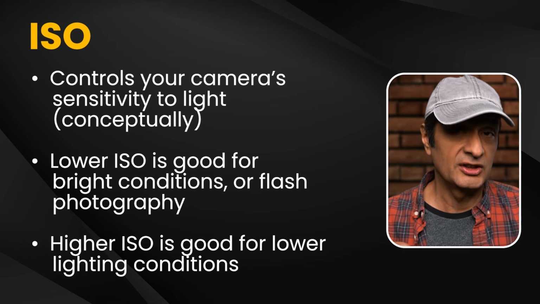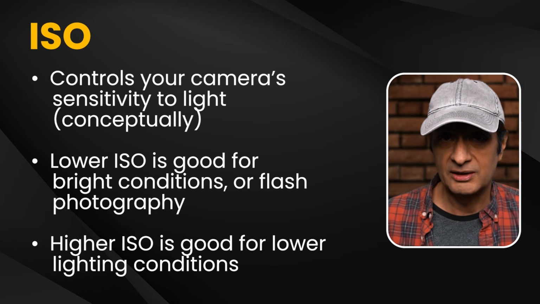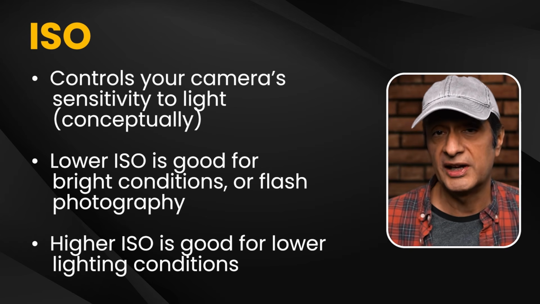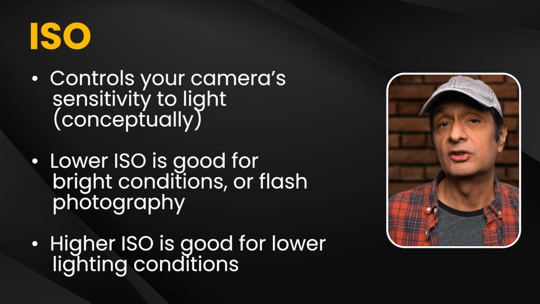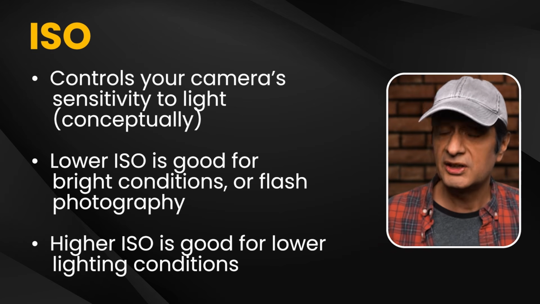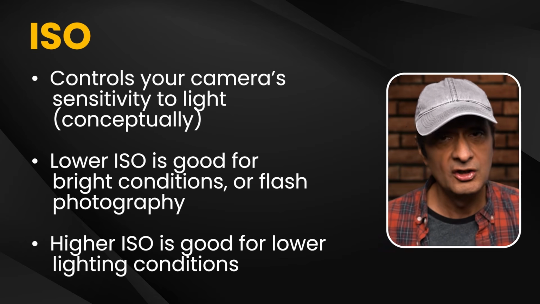Let's start with ISO. ISO controls your camera's sensitivity to light. At least that's how you can think about it. A lower ISO number like 100 or 200 is good for bright lighting conditions or when you're using flash. A higher ISO like 1600 or 3200 increases light sensitivity and helps you shoot in lower lighting conditions or when you're not using flash. Generally speaking, when doing flash portraiture, just set your ISO to 100 or 200 and leave it there. All right, so next there's aperture.